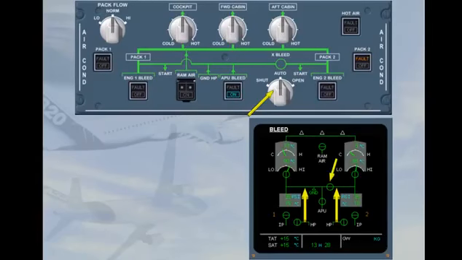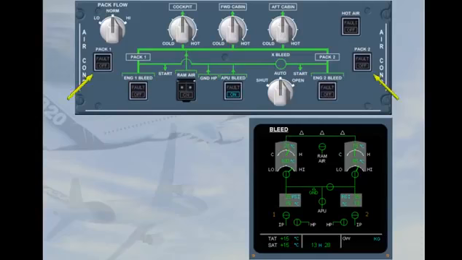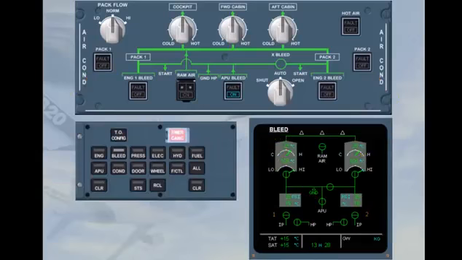Let's now look at the packs. Notice the fault lights are extinguished due to the air supply. The pack flow valves are open. The pack flows increase. The bypass valves move. The supply lines to the mixing unit are now connected. Both packs are now providing air conditioning.